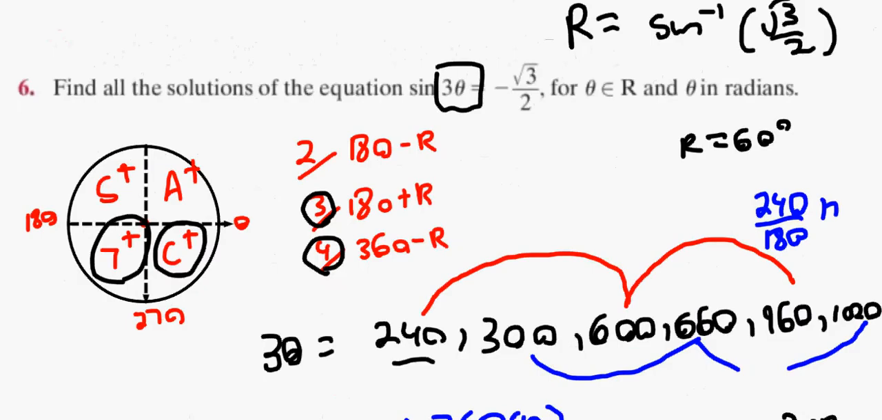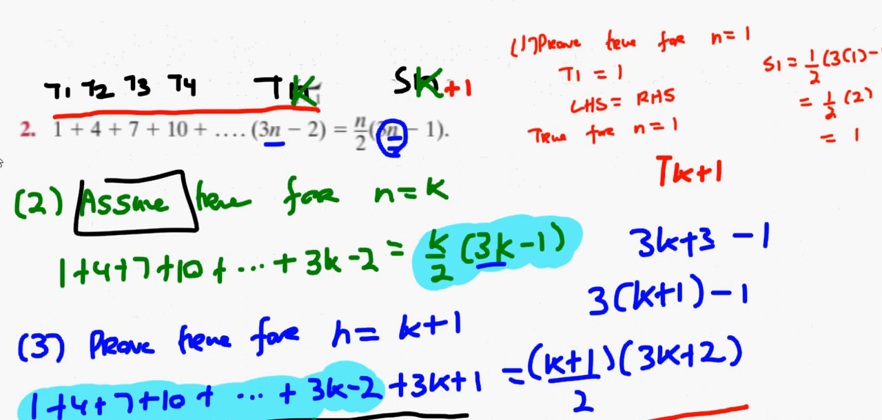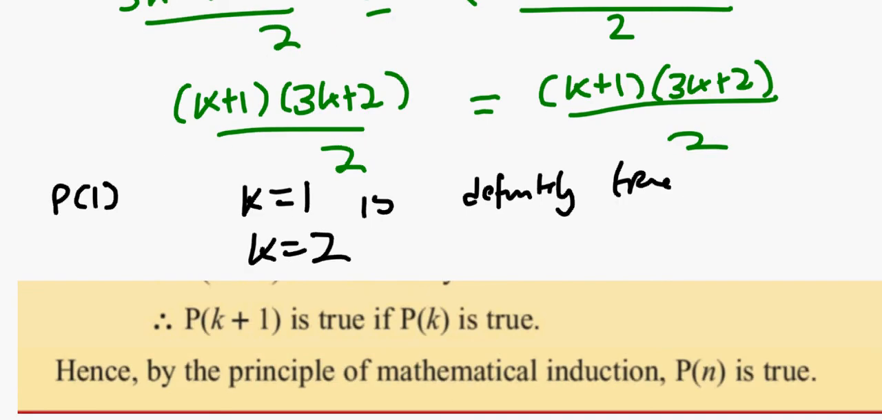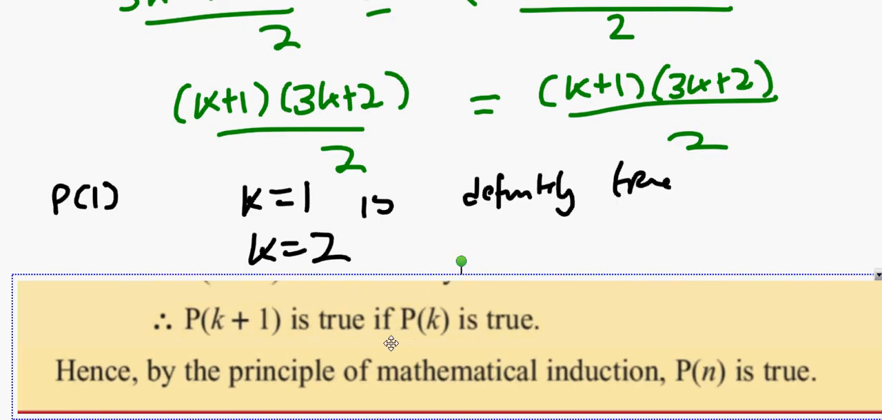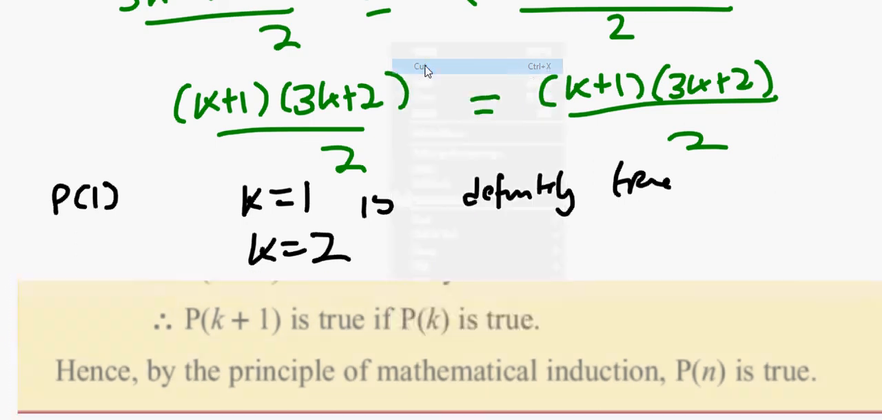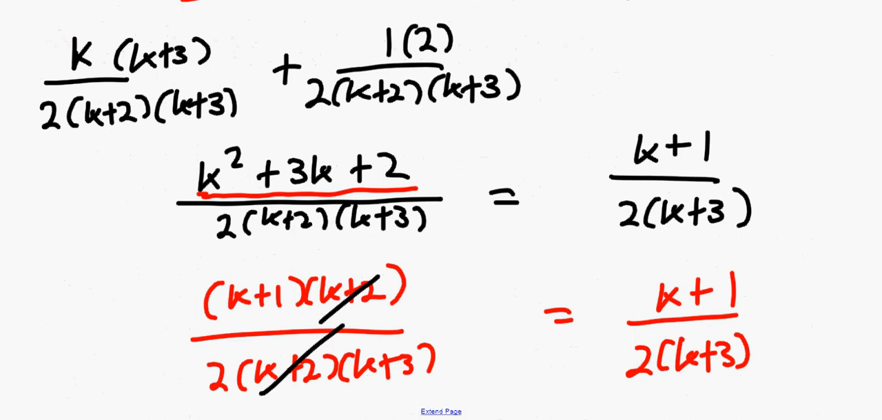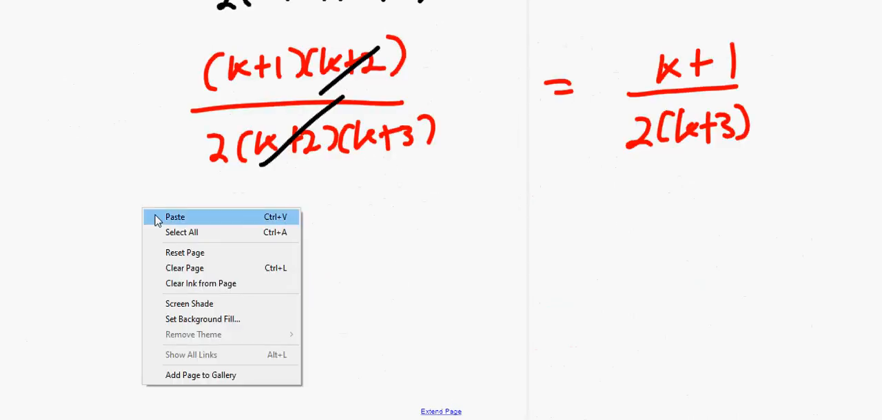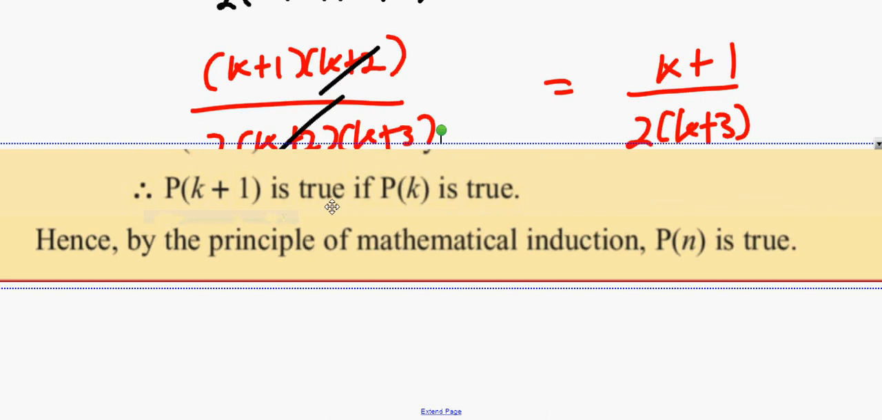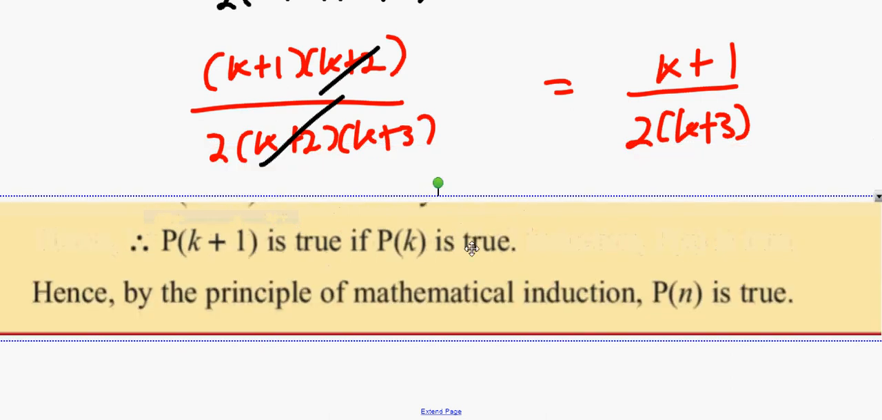And then you go back here, where did I put it? Oh, there it is. You go back here, you get your spiel, as I call it. Extra pronunciation on the SP, spiel. And so P of k plus 1 is true if P of k is true, hence by the principle of mathematical induction, P of n is true. We all good? Okay.